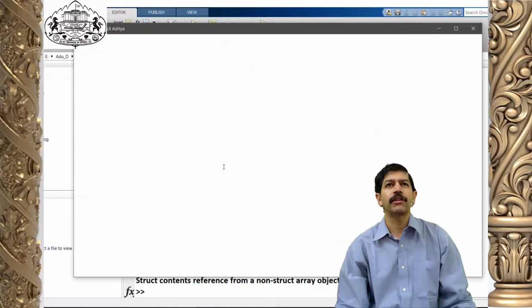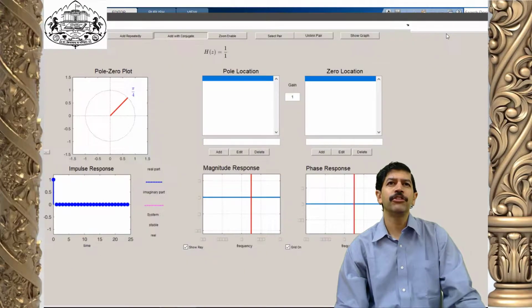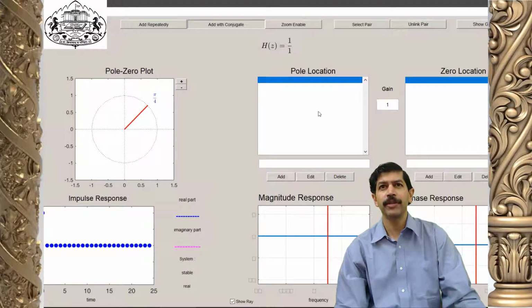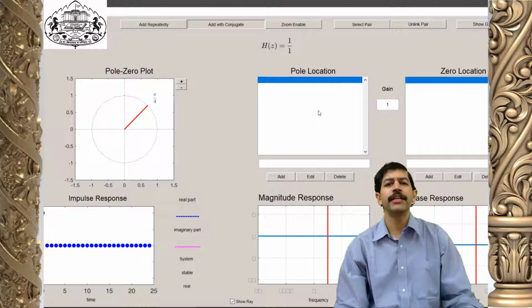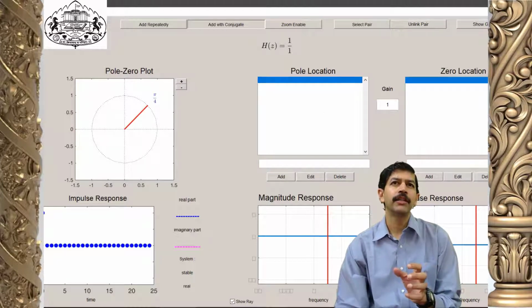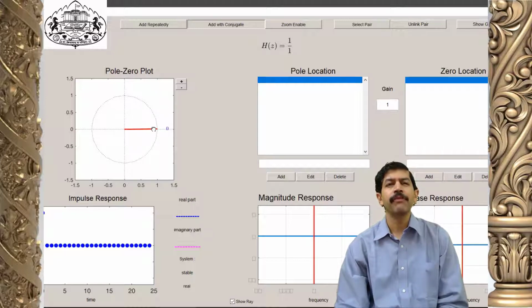So this is the plot. We have the pole zero plot, then the impulse response, then the pole location and zero location, the mathematical formulas, and the magnitude response and the phase response. Let's bring the attention point to zero frequency. And now we can place the poles and zeros at different locations.